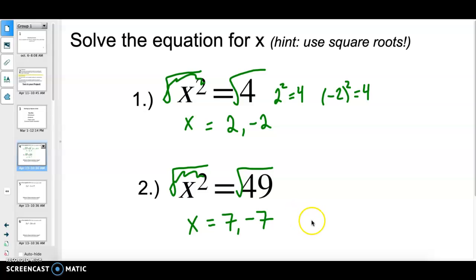If you're writing this on a piece of paper, instead of doing a +7 and a -7, you could write it as plus or minus 7 to show it's positive and -7. But if you were to type it into a program online, you would need to do 7 comma -7.